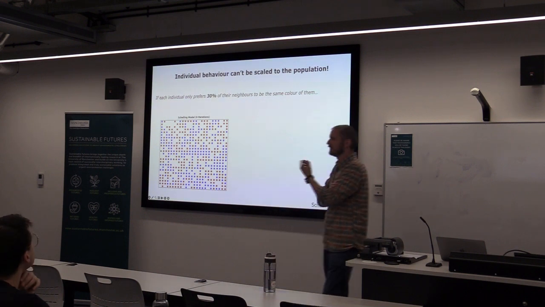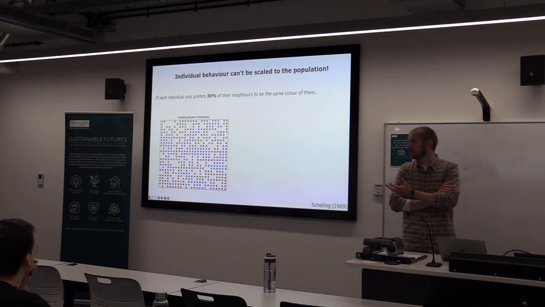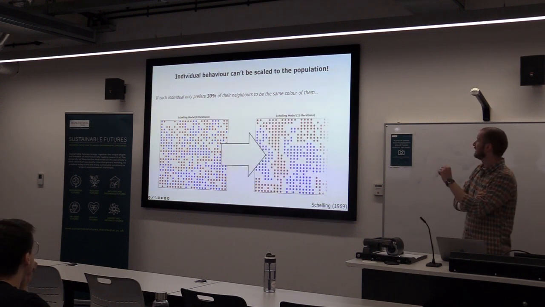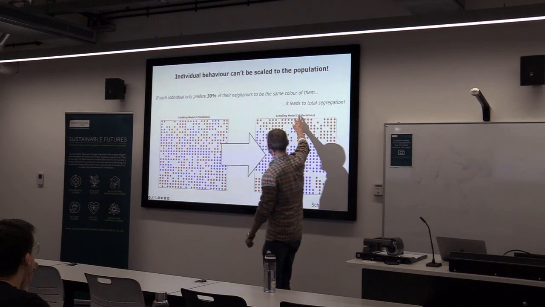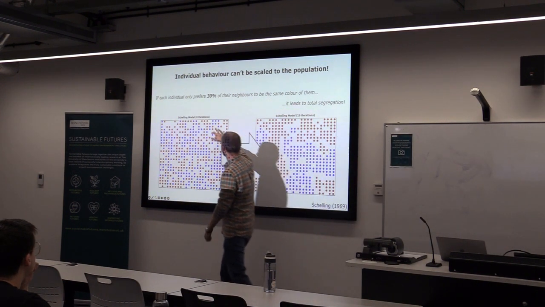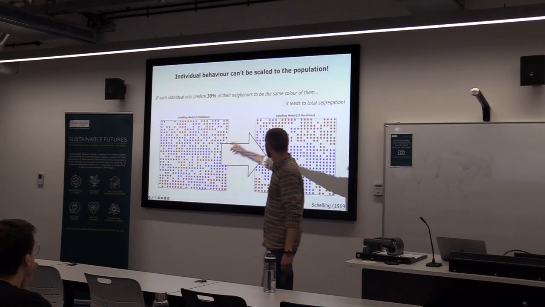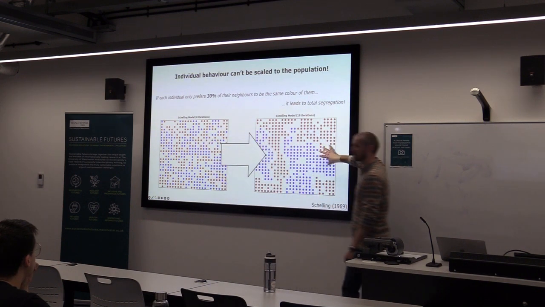Is it a particularly strong viewpoint? Would it lead to a very significant level of segregation in the landscape? And the answer is yes. So what we've done here is 19 iterations of a simulation where people who are unhappy, so fewer than 30% of their neighbours are the same colour as them, so they move. And this is what results.